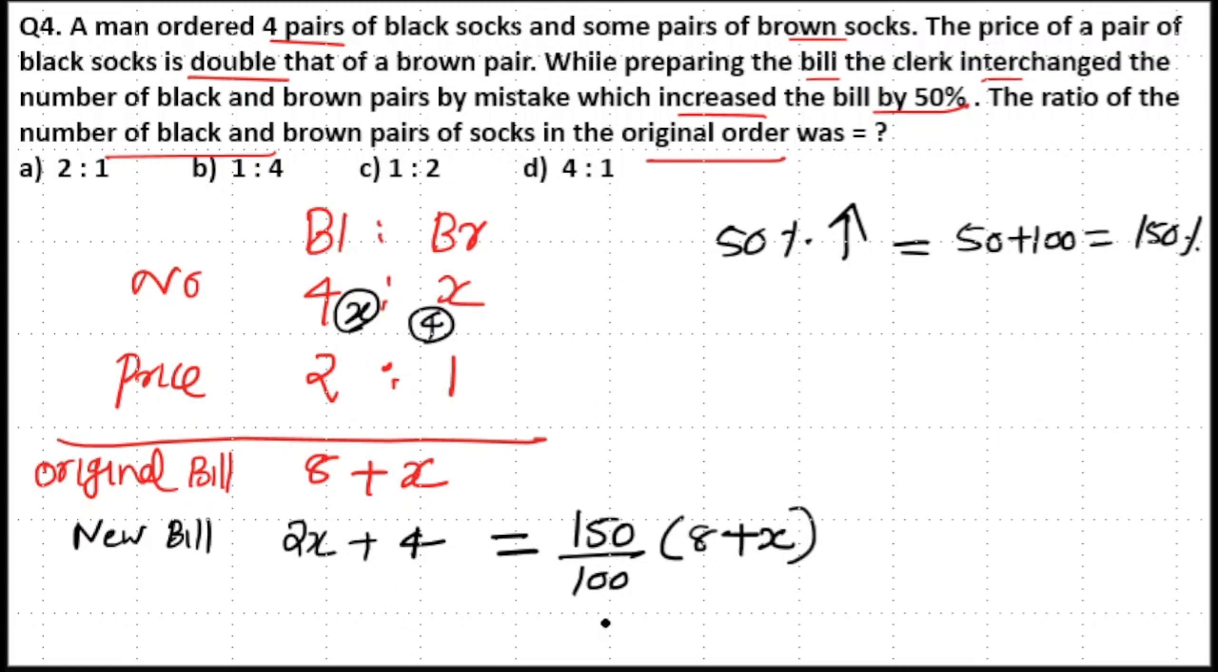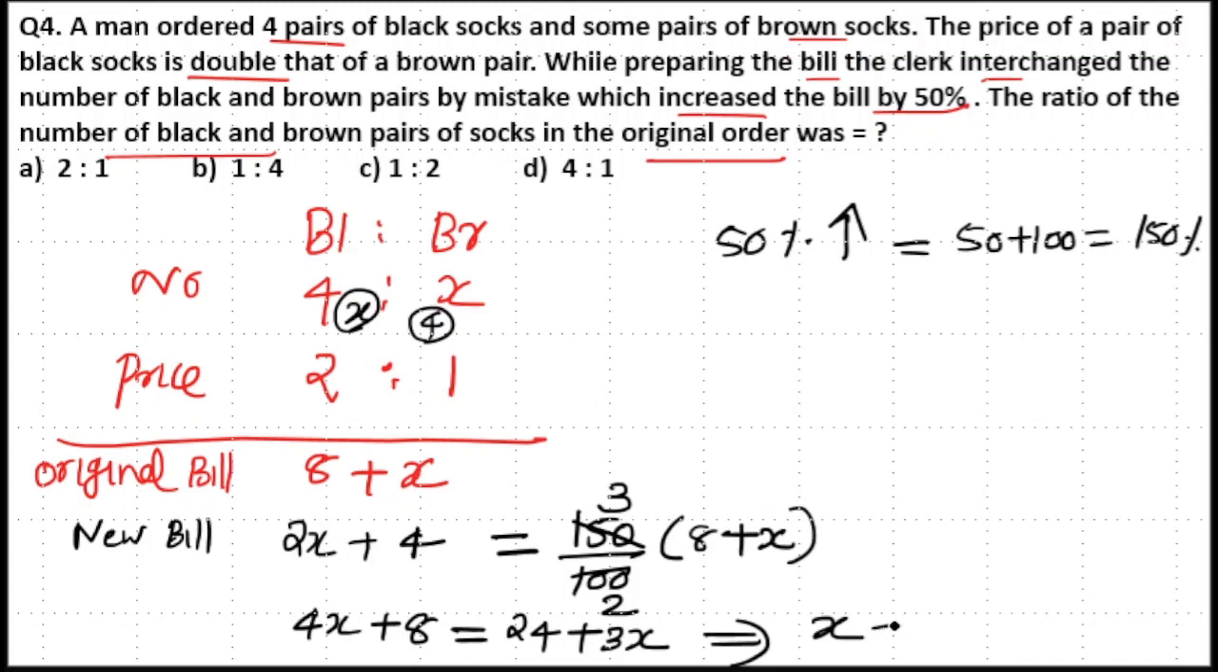So if you cancel, this is 50 into 3, 150, and 50 into 2, 100. That means 2 into 2X is equal to 4X. 2 into 4 is equal to 8. This is equal to 3 into 8, 24. 3 into X, 3X. That means 4X minus 3X is equal to X. 24 minus 8 is equal to 16. X is equal to 16.